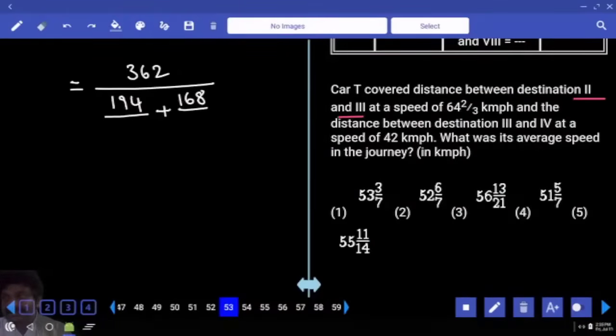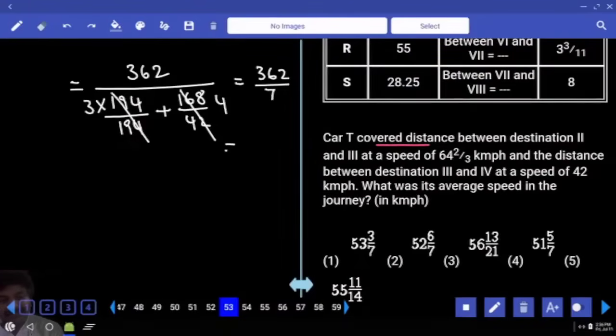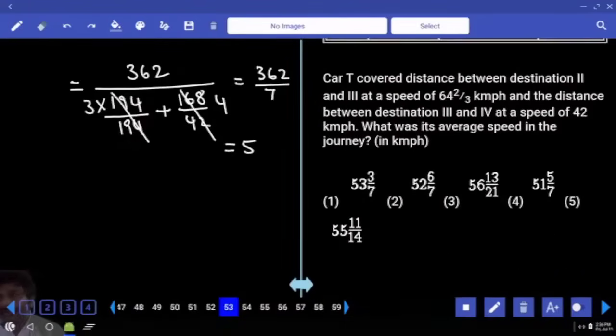2 by 3 of the distance is traveled with the speed 64. So 64 by 3 times 192 plus 2 by 3 times 194 comes to the numerator. This gets cancelled. 168 kilometers traveled with the speed 42. After cancellation 4 times, the total denominator is equal to 7. 7 times 5 is 35, and 12 by 7, 1.